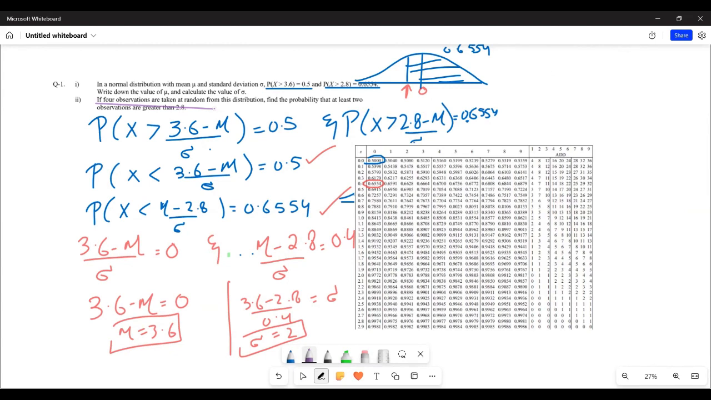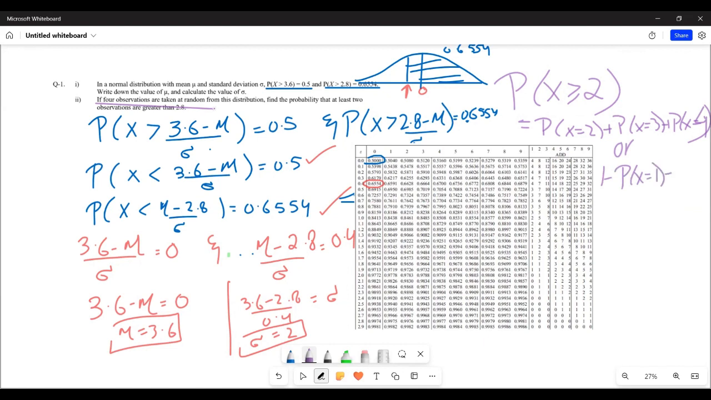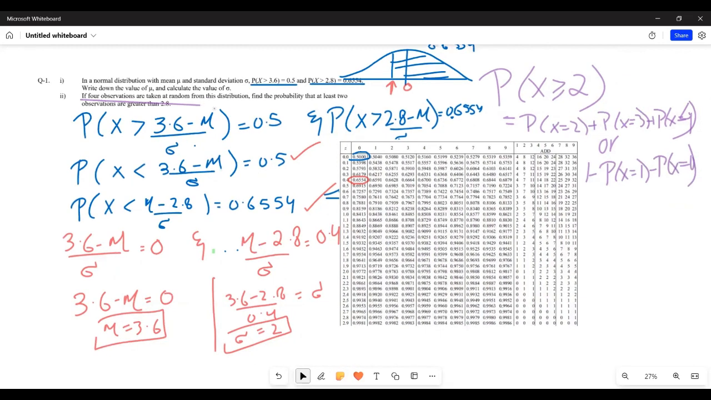So probability X is at least 2, so greater than or equal to 2. That means we have to find probability X equals 2 plus probability X equals 3 plus probability X equals 4, using the binomial distribution. Or instead, we can do 1 minus probability X equals 1 minus probability X equals 0. I think this would be slightly shorter. I'm going to do this.